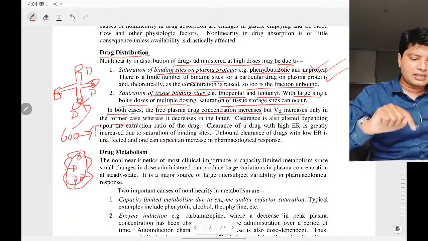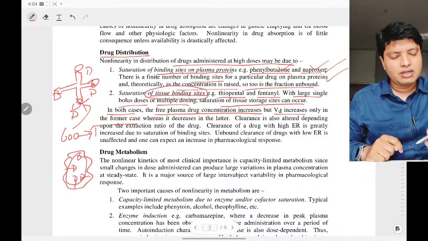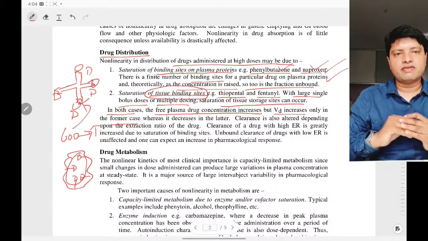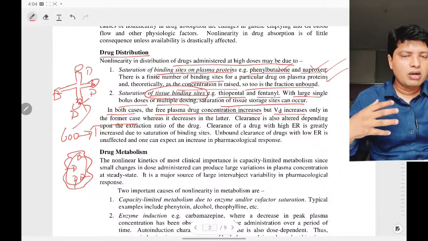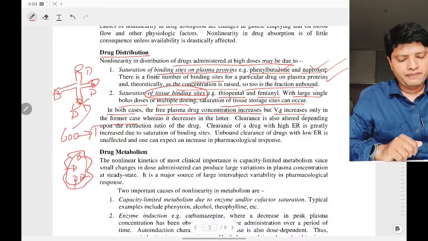In the latter case, that is the saturation of tissue binding sites, the volume of distribution decreases because the tissue itself is saturated with less drug. So more drug is not entering the tissue, hence the volume of distribution will be less.